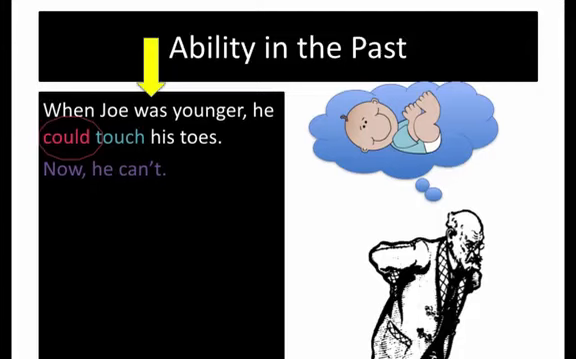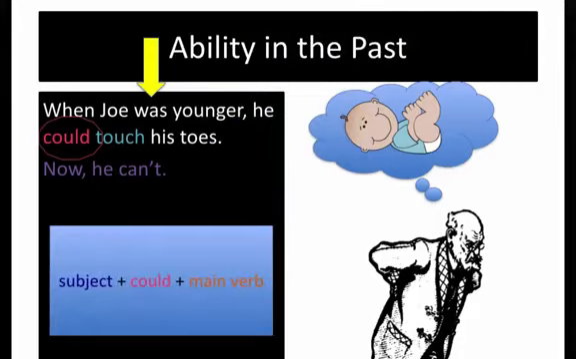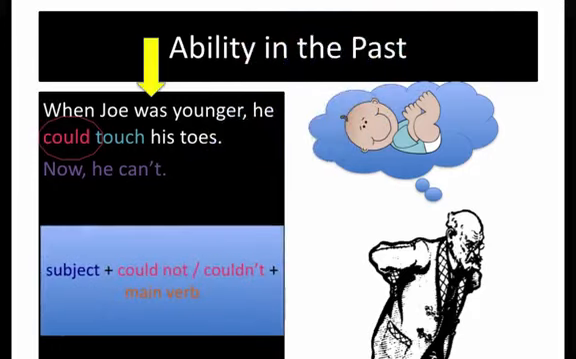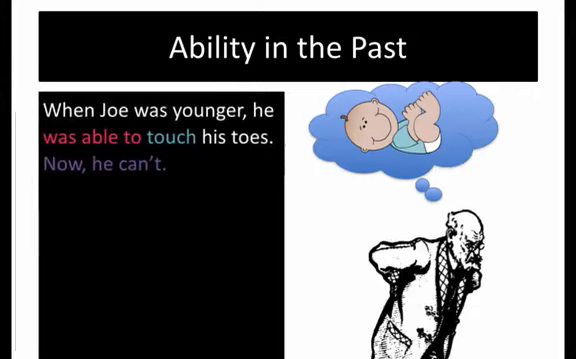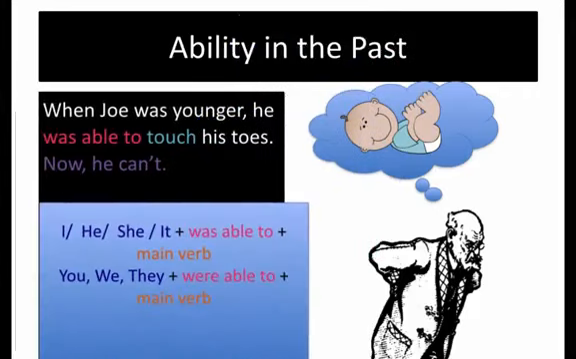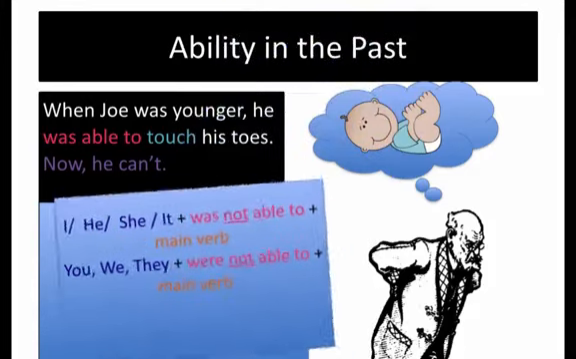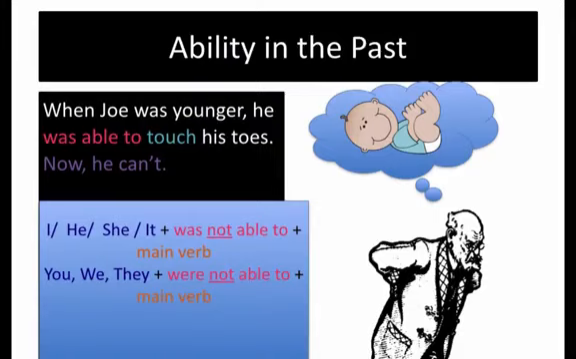Just like can, could is easy to use. We don't need to change it according to the subject. To make it negative, we simply add not or use the contraction couldn't. Be careful with be able to in the past. There are two different forms. We can say I, he, she, and it was able to, and you, we, they were able to. To make it negative, we simply add not. Was not able to and were not able to.